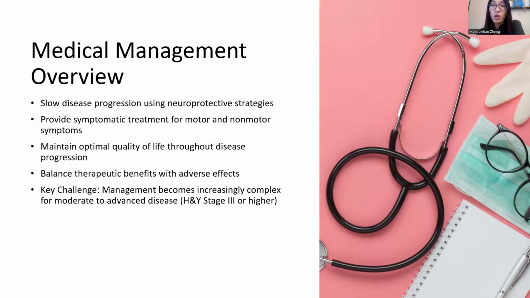Medical management of Parkinson's disease serves two primary goals. First, we aim to slow disease progression using neuroprotective strategies, essentially trying to preserve remaining dopaminergic neurons and delay the inevitable decline eventually. Second, we provide symptomatic treatment for both motor and non-motor symptoms to maintain quality of life.